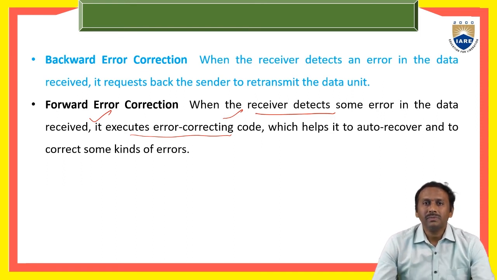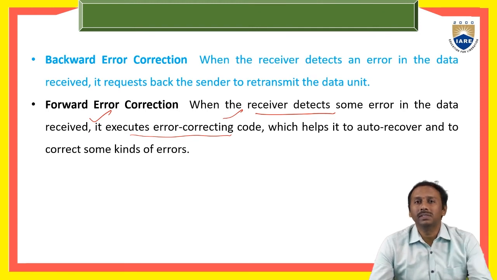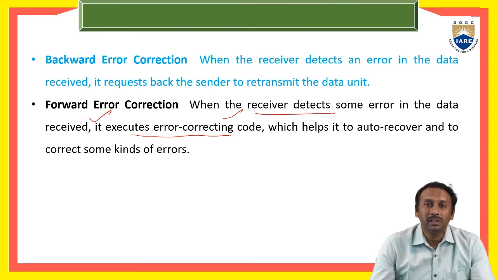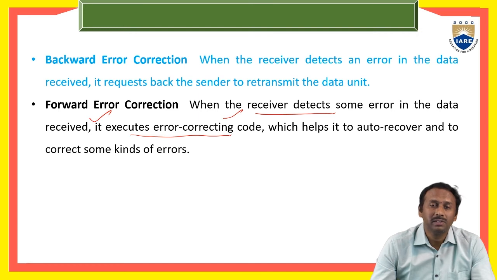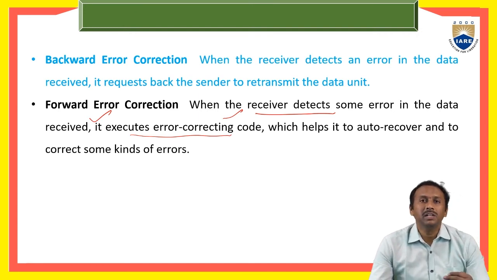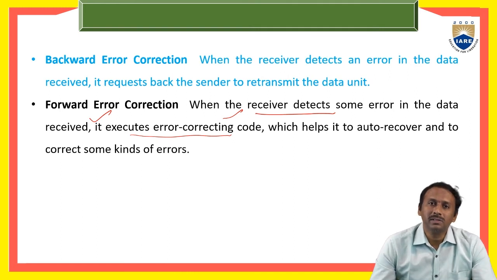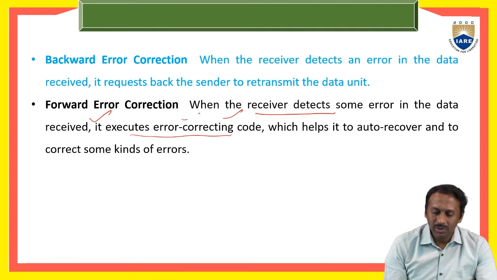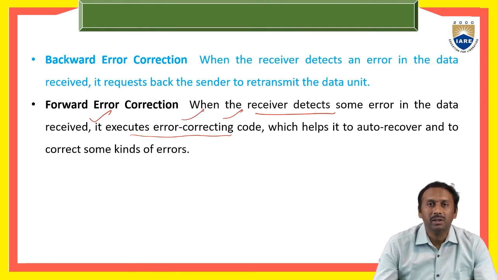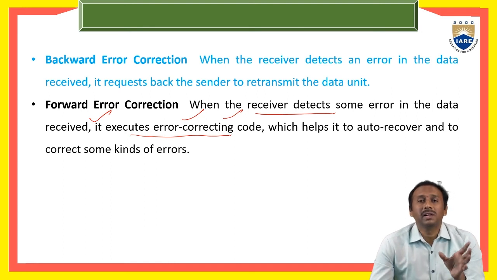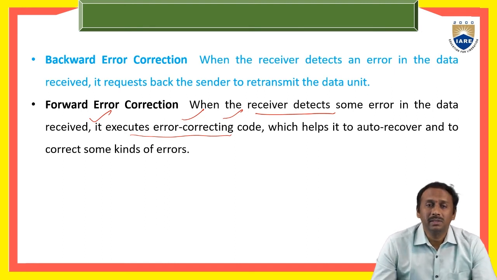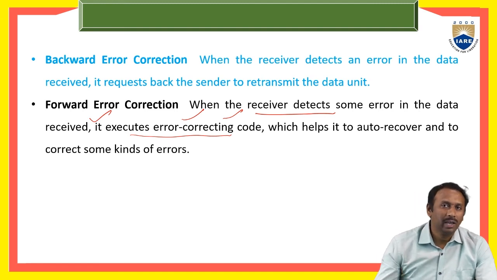We have discussed so far single bit error, multiple bit error, and burst error. If it is a single bit error or multiple bit error, small types of errors, we can easily correct them by executing these error correcting codes. If the burst error length is very big, then it is very difficult. But small size errors we can easily correct by using error correcting codes.